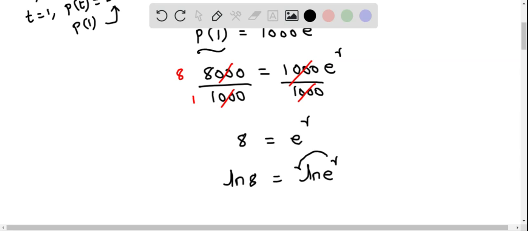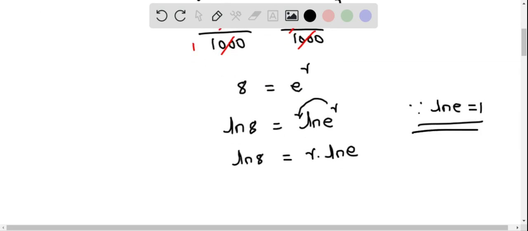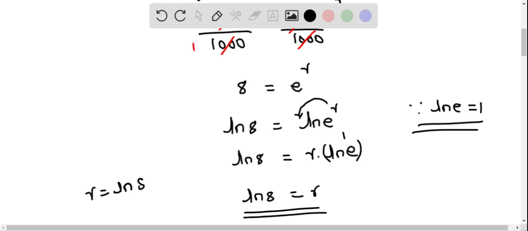Now using the power rule, we can put this r in front. So therefore we can write natural logarithm of 8, and this equals r times natural logarithm of e. We know that natural logarithm of e is equal to 1. So therefore we can say that this is 1, and r times 1 equals 1r. So therefore we get natural logarithm of 8 equals r. And so this is the exact value of r, which is natural logarithm of 8.